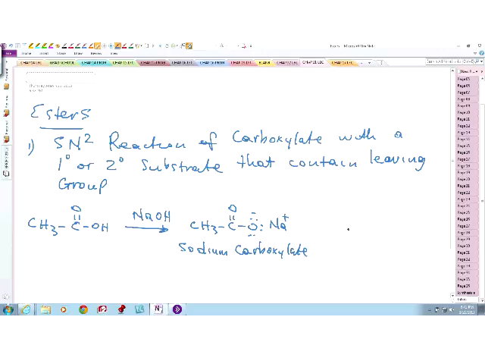And then you take the carboxylate, you add an alkylating agent that has a leaving group attached to a primary carbon or secondary carbon. Say, for example, if you take this, the bromine is the leaving group here. So this will be your SN2 reaction. And then you get this here.